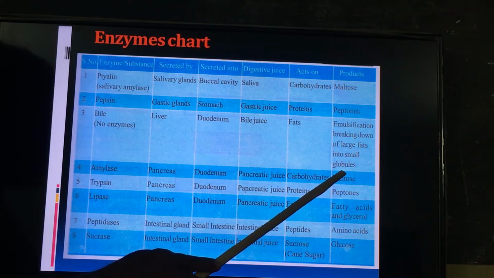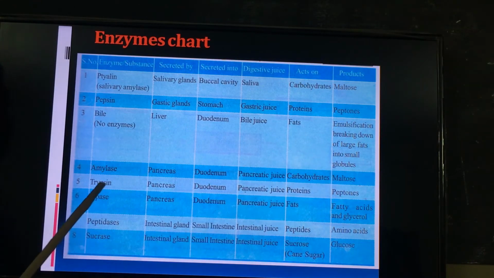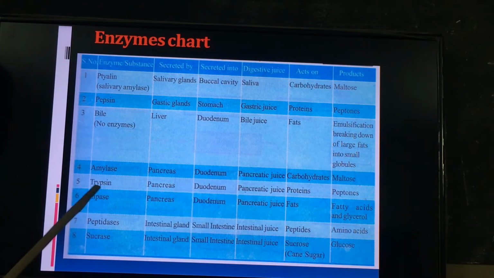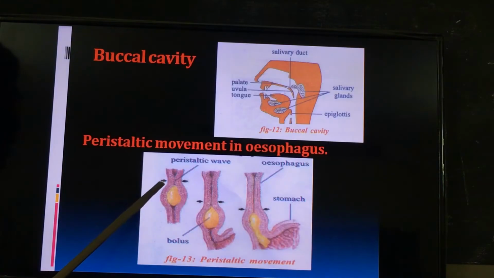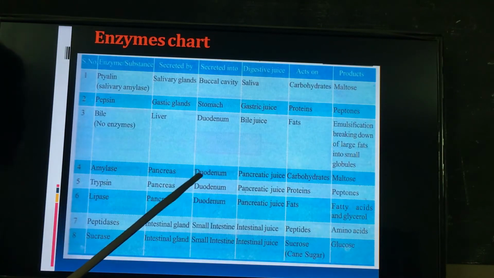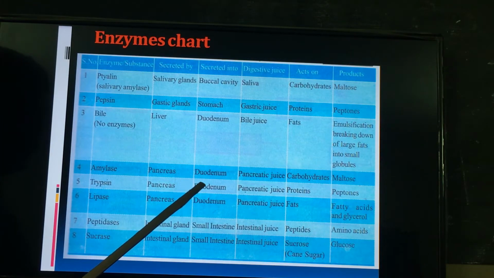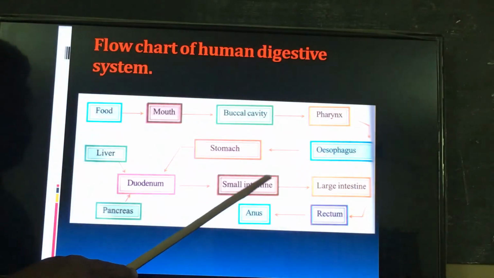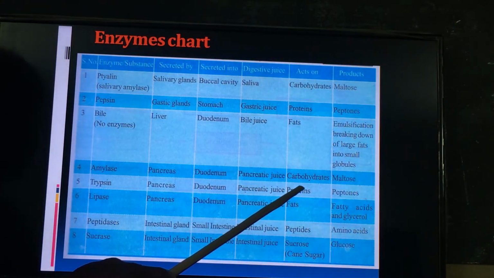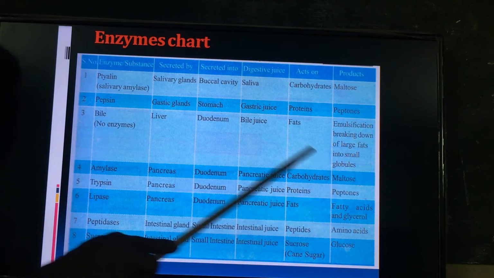It is the simple carbohydrate. Next, trypsin, another enzyme which is contained in pancreatic juice. The second enzyme, trypsin, is released from the pancreas into the duodenum and converts proteins into peptones. It converts the complex one into peptones.